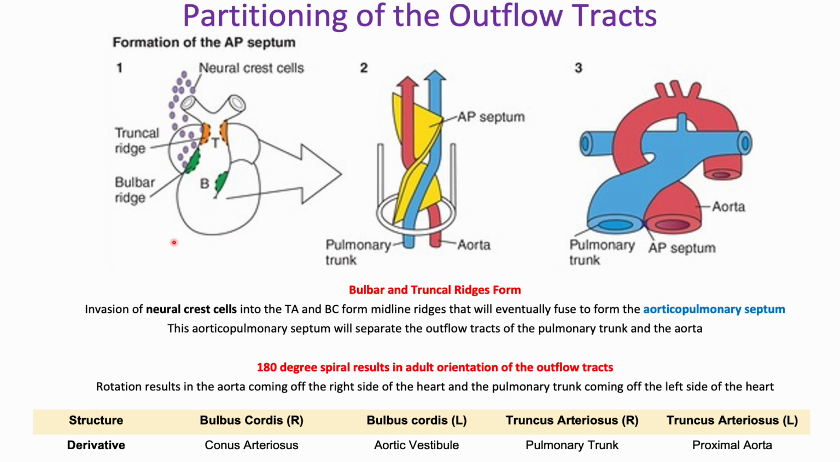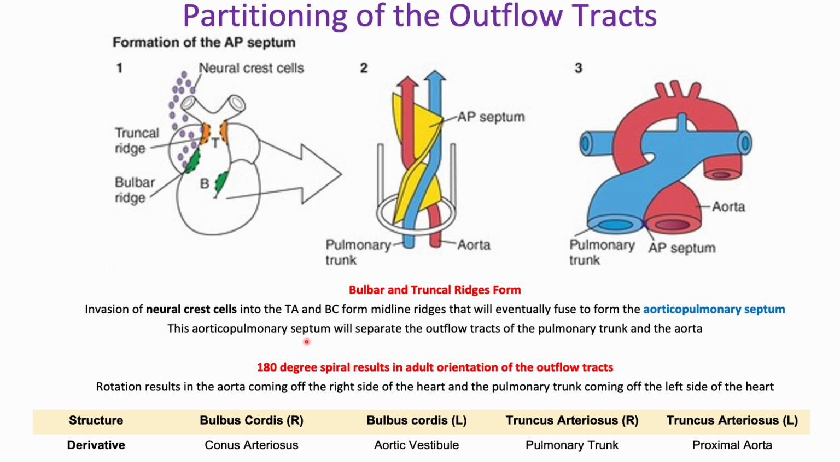So how this initially happens, because again, we have one tube, we need to separate this in half. We're going to have bulbar and truncal ridges form. So these form because neural crest cells are actually going to invade into these regions. So this is neuroectoderm, and they're going to eventually cause midline swellings. They're going to fuse in the midline. Okay, and that fusion is going to result in this yellow structure we see here, and that's going to be called the aorticopulmonary septum. Now, initially, this is a direct sheet of tissue that is just in the midline, and that's separating the pulmonary trunk from the aorta.